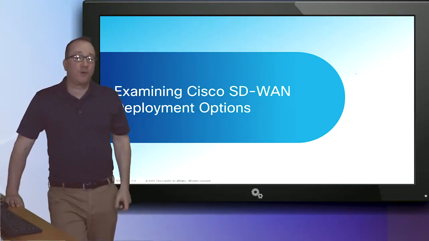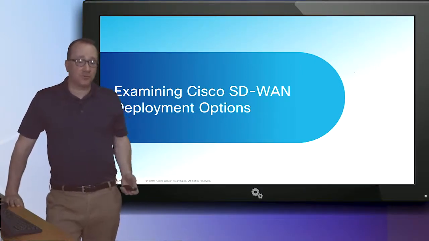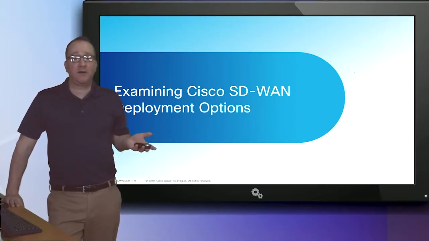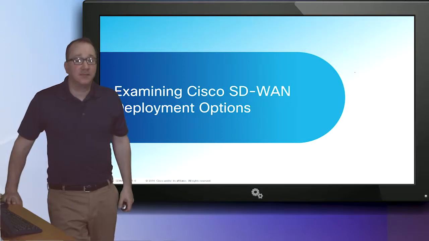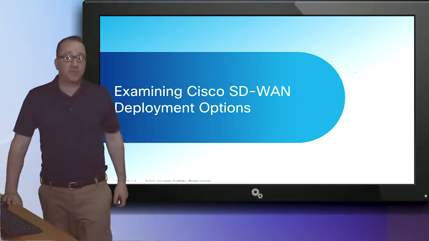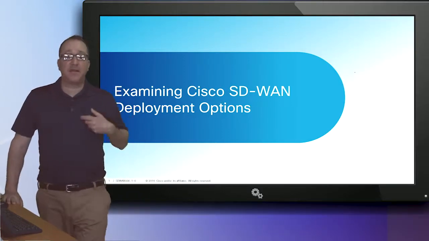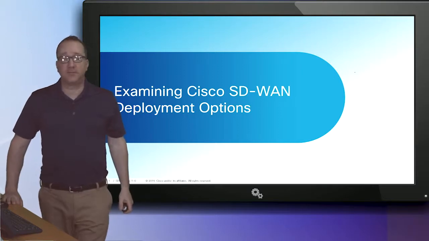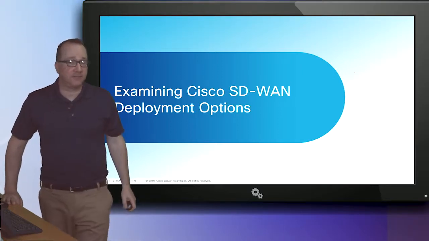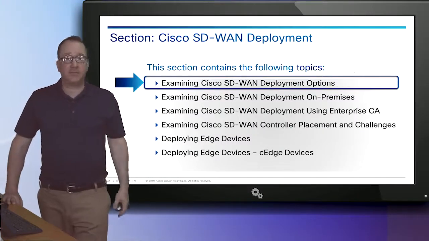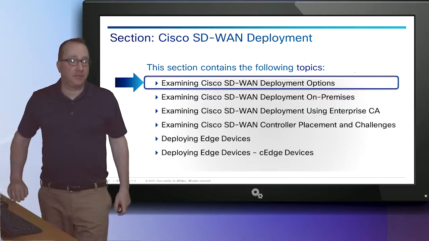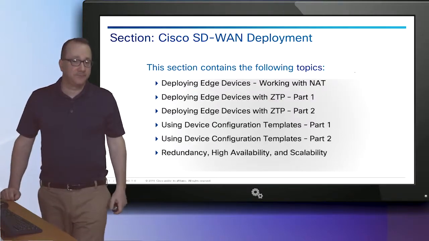We're going to talk about where we deploy the Cisco SD-WAN controllers, whether we want to install them in the public or a private cloud, or let Cisco manage the servers themselves. As well as how, in a managed service provider scenario, we can set up and use an enterprise certificate authority as opposed to using the built-in trusted certificates. We're going to start with deployment options, and then we'll go to the on-premise, then using a CA, and then placement challenges, and then the vEdges.